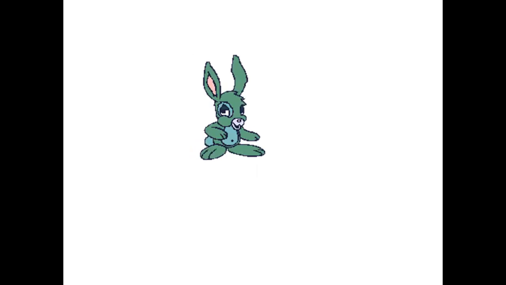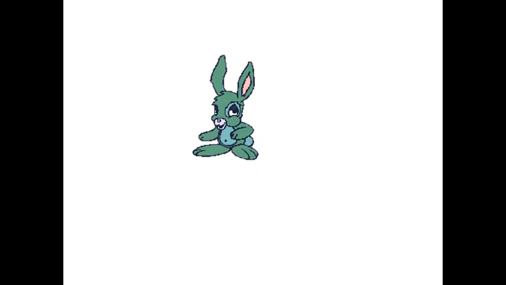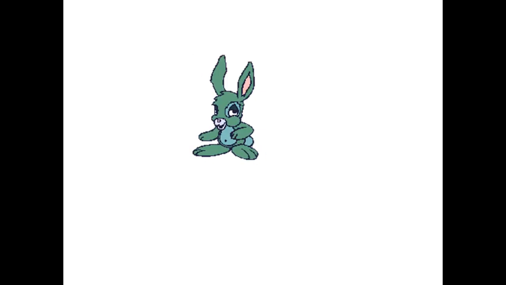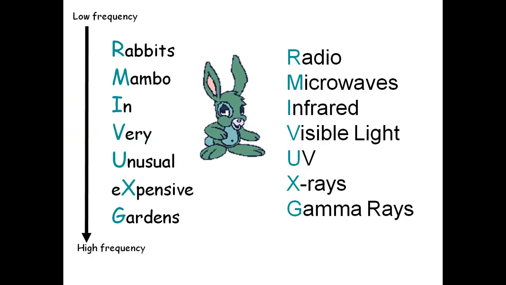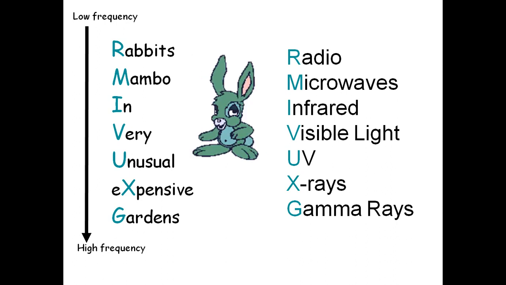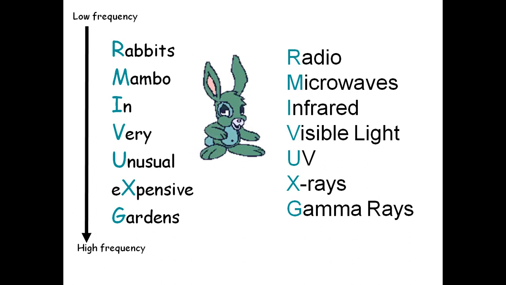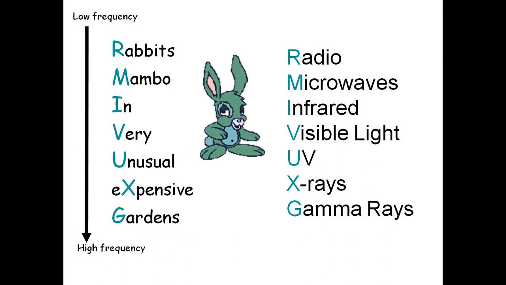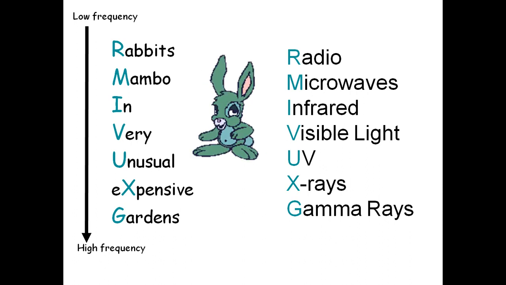The order of the electromagnetic wavelengths can be remembered from the following quote: Rabbits Mate In Very Unusual eXpensive Gardens. Here, from the rabbits, R represents radio, M represents microwaves, I represents infrared, V represents visible light, U for UV, X for X-rays, G for gamma rays.